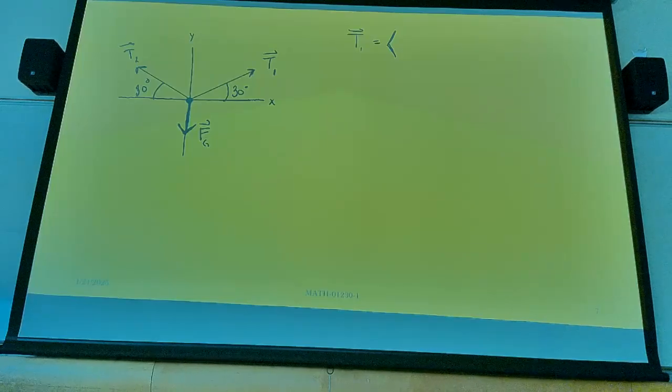Think of a circle. The radius is the length of that T1 vector. How do you determine that terminal point from trigonometry? Cosine theta, sine theta. That's if it's a unit circle. What if it's a circle of radius r? R cosine theta, R sine theta. What's theta? 30 degrees.